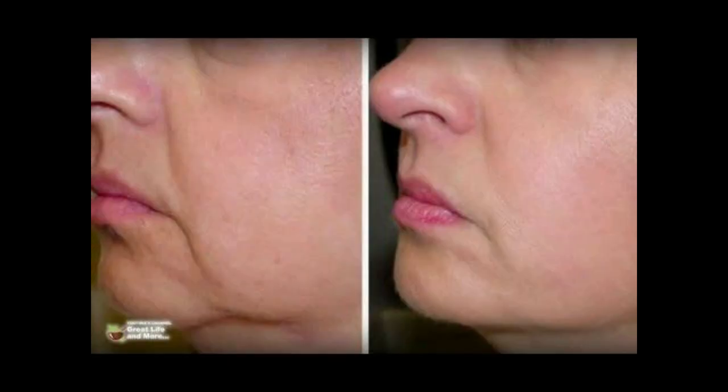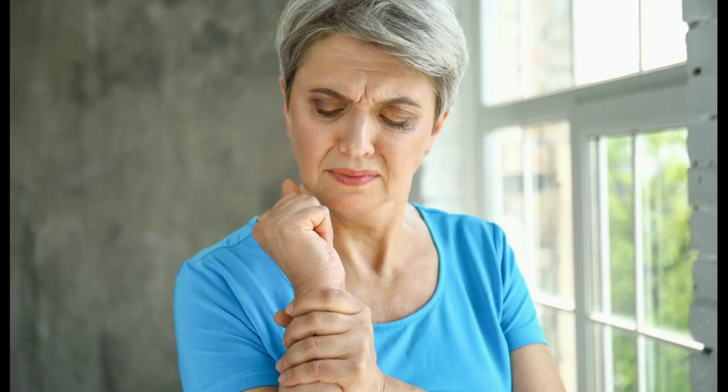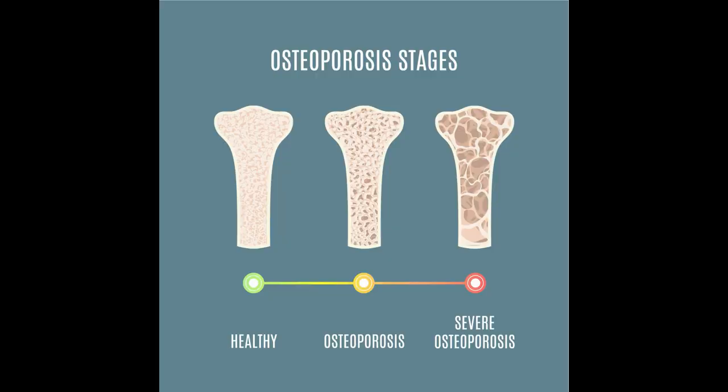Like you get these crow's feet, you get a lot of wrinkles, your skin sags, you get white hair, even a lot of hair fall, your bones hurt, your joints hurt. A lot of women tend to get osteoporosis, and there are a lot of other things. So the question for today is, why does this happen exactly?